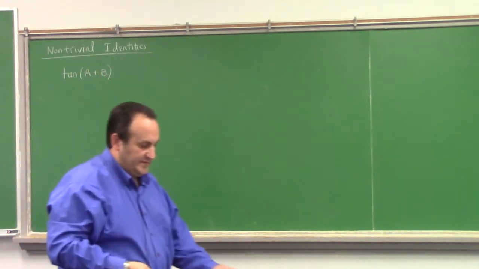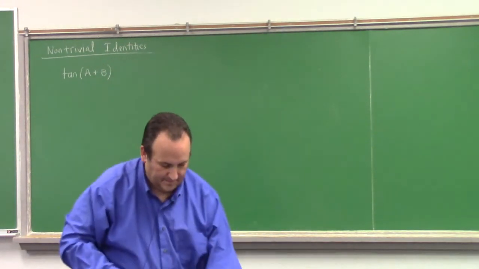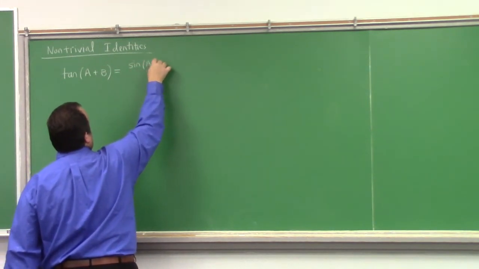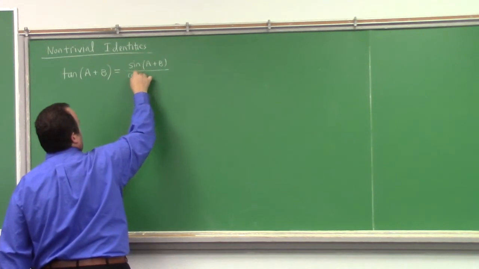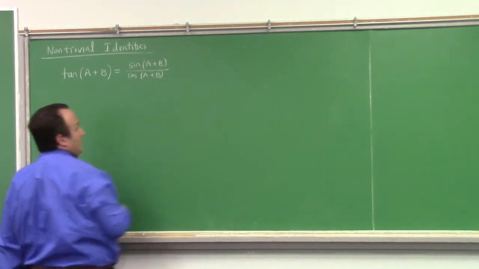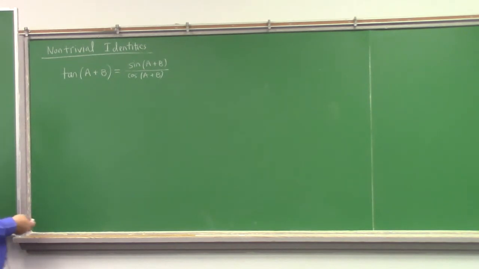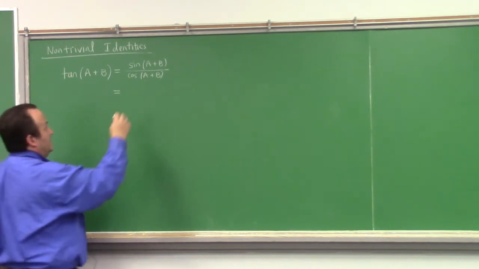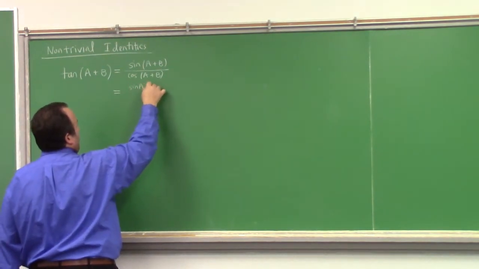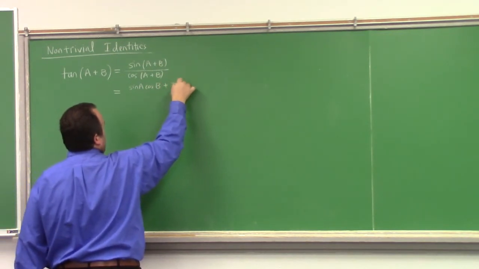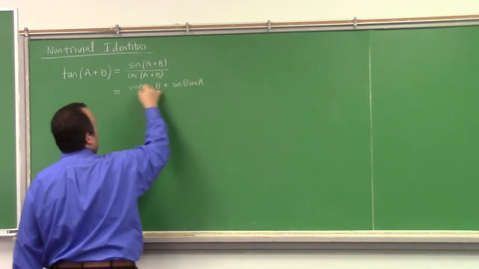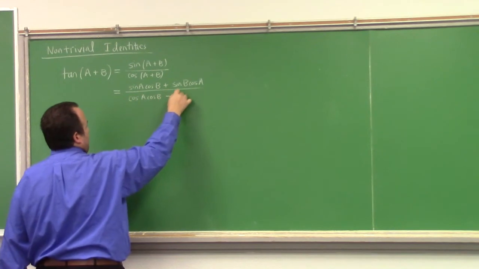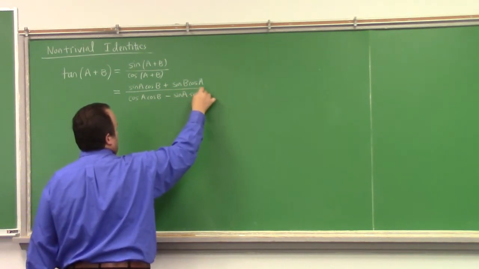Well, what's tangent? Tangent is sine over cosine, right? And so we just write sine of a plus b over cosine of a plus b, right? Great. Now, remember we learned the adding angles formula for sine and cosine last time. So we can write that as sine A cosine B plus sine B cosine A. And downstairs you got cosine cosine minus sine sine, with A and B respectively, of course.